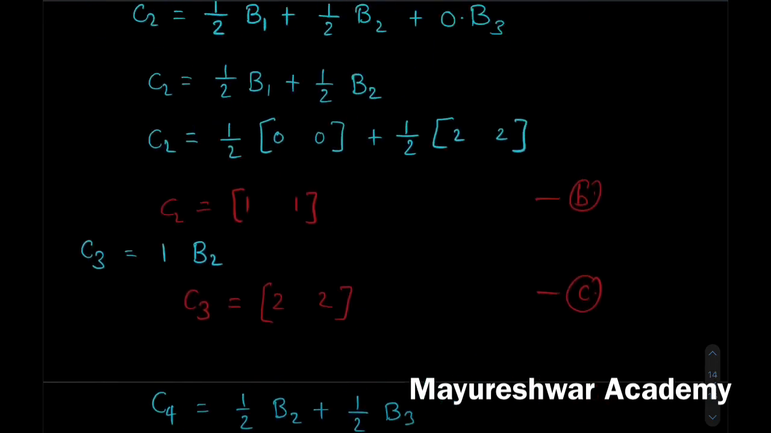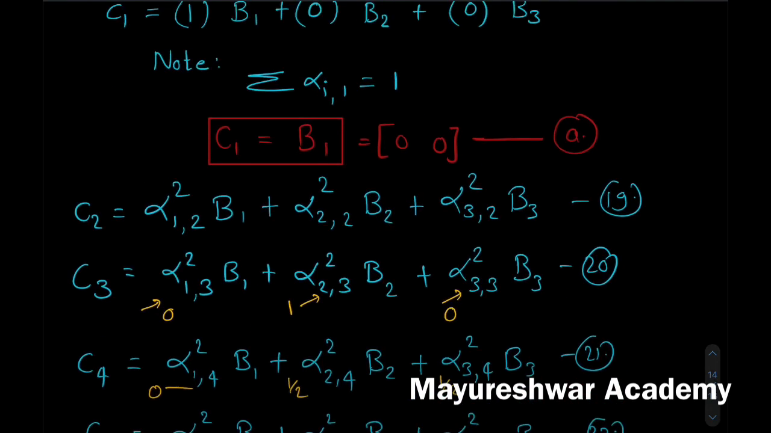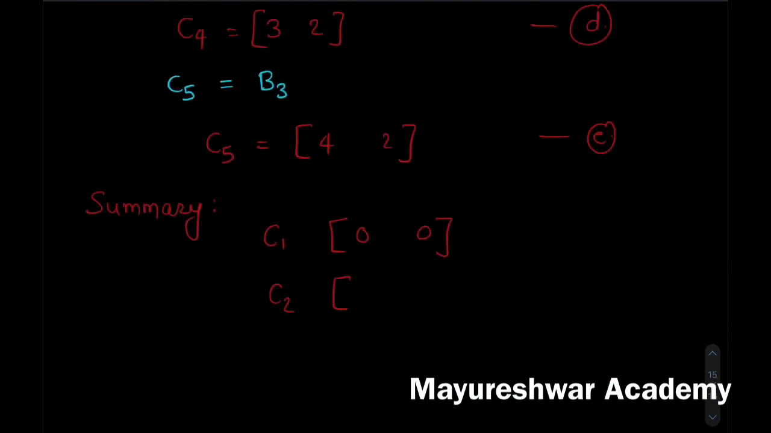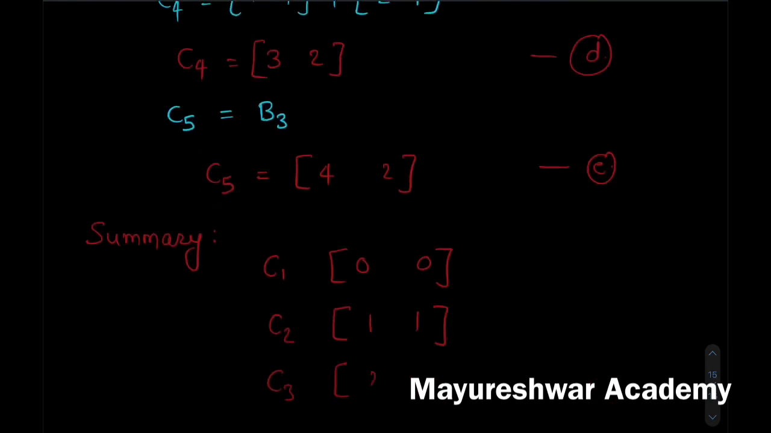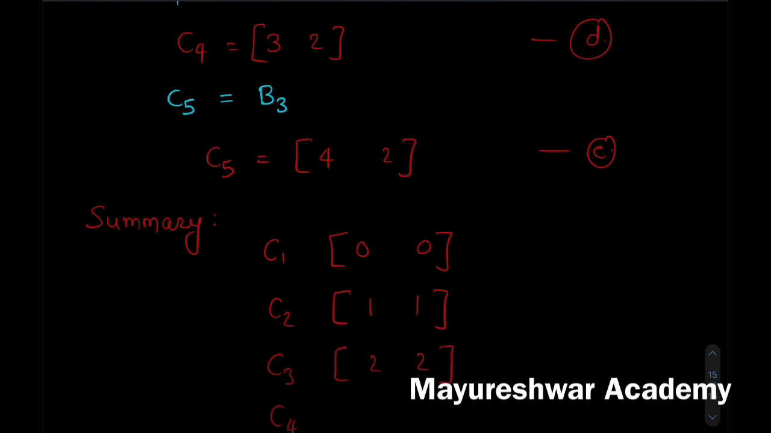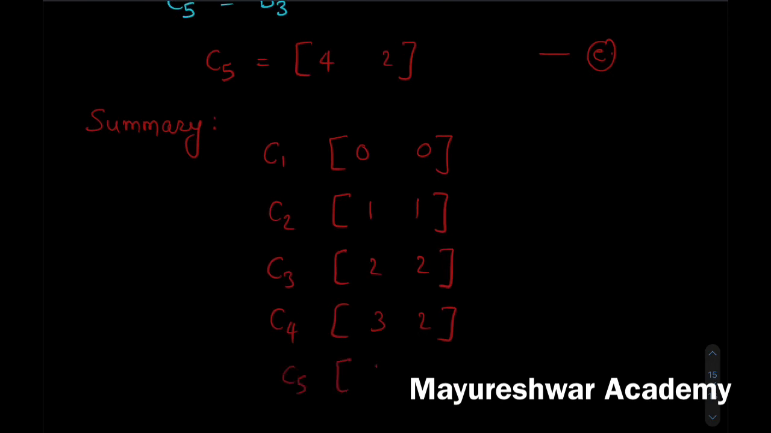Let us summarize all the values of C coefficients. C1 is 0 0. C2 is 1 1. C3 is 2 2, and C4 is 3 2, and C5 is 4 2.